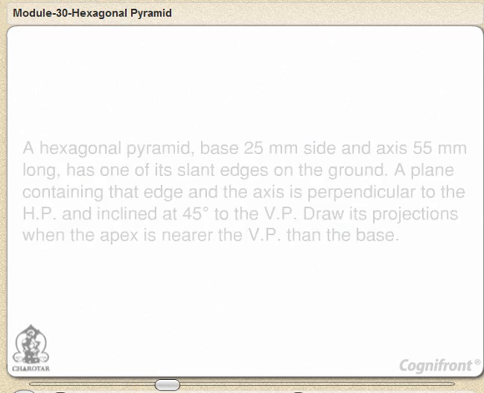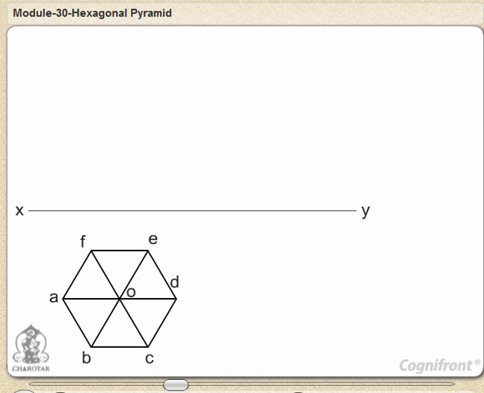Assume the pyramid to be resting on the ground on its base with a slant edge parallel to the VP. Draw the top view of the pyramid with a side of the hexagon parallel to XY. The lines AO and DO for the slant edges will also be parallel to XY. Project the front view.